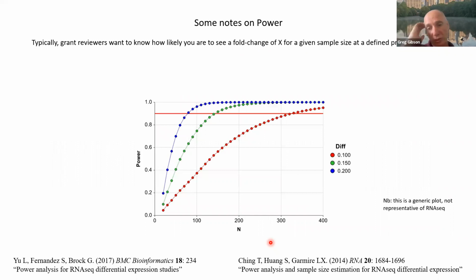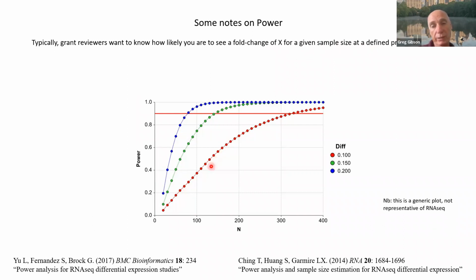Okay. So I'm just going to finish up today with a few thoughts about power. I stole this figure from the internet because it illustrates the notion of power, but it's just a generic plot. It's not representative of RNA-seq data. But what you're doing in a power analysis is satisfying grant reviewers who want to know how likely you are to see a fold change of X for a given sample size at a defined probability level.